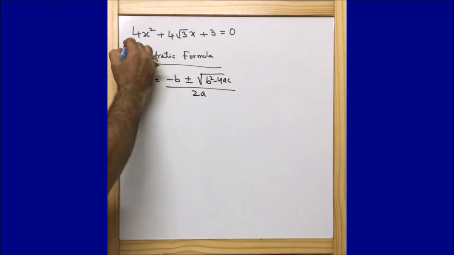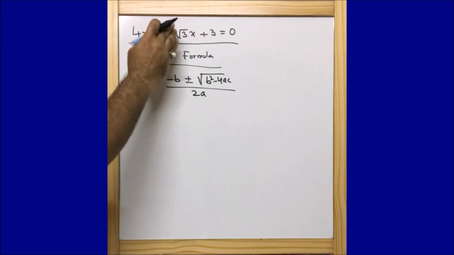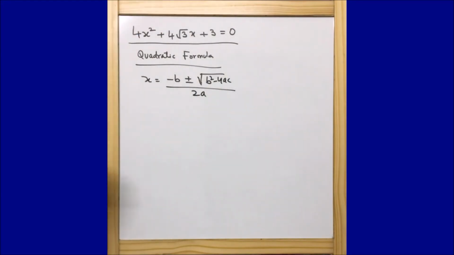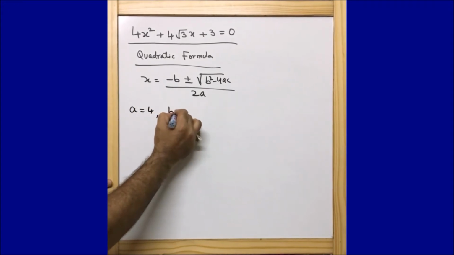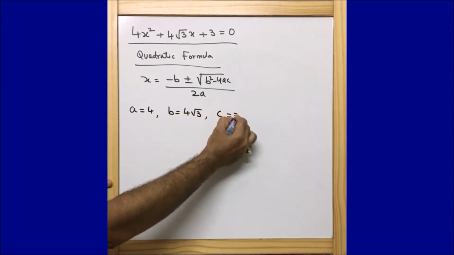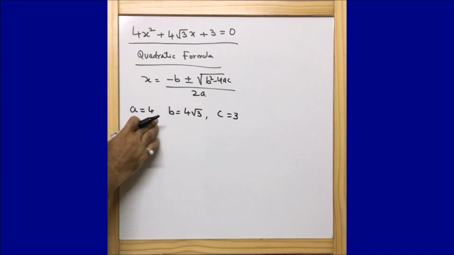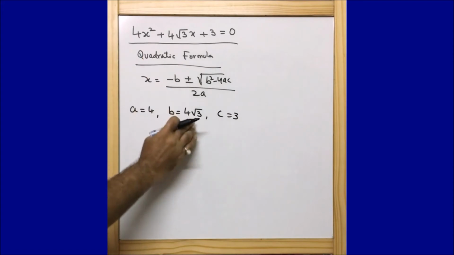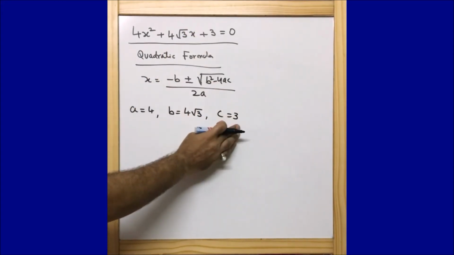Now let us focus on this given equation. The given equation is 4x to the power 2 plus 4 root 3x plus 3 is equal to 0. So here a is equal to 4, b is equal to 4 root 3 and c is equal to 3. How is it? Because the coefficient of x to the power 2 is 4, so a is equal to 4. The coefficient of x is 4 root 3, so we consider b as 4 root 3, and the constant term is 3.